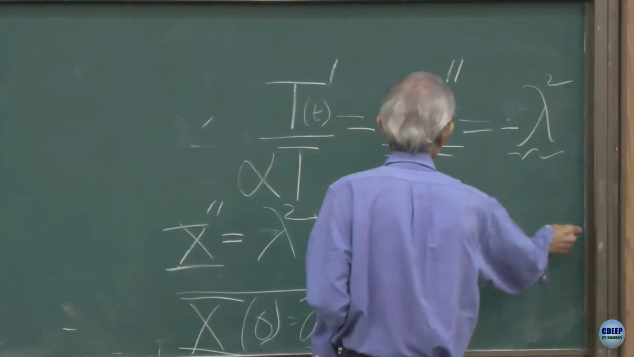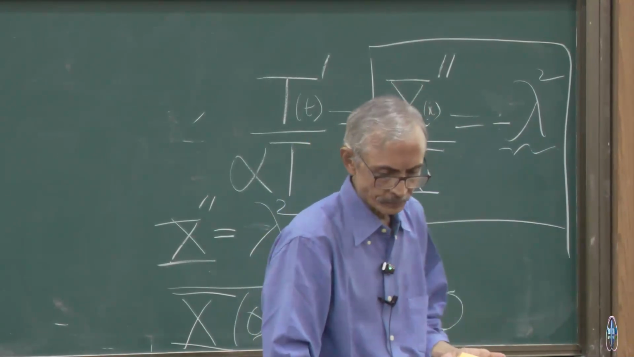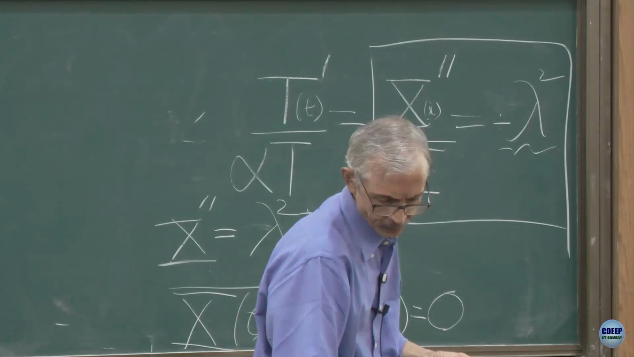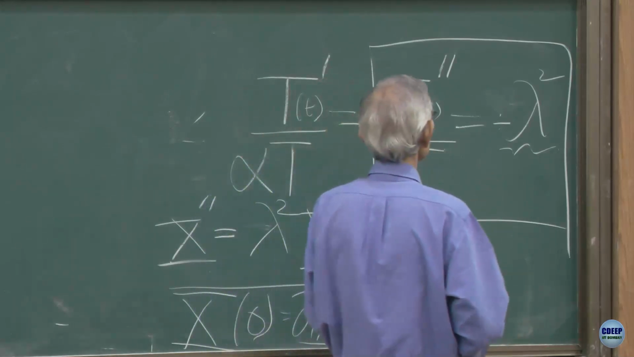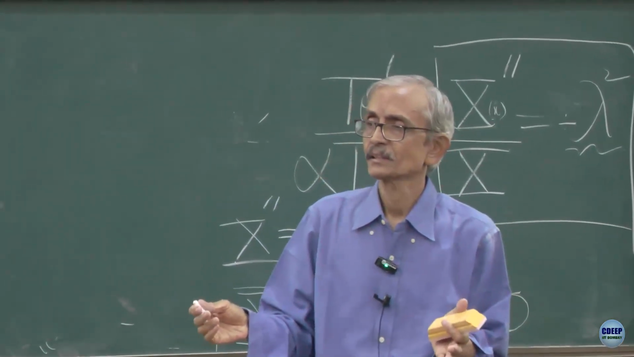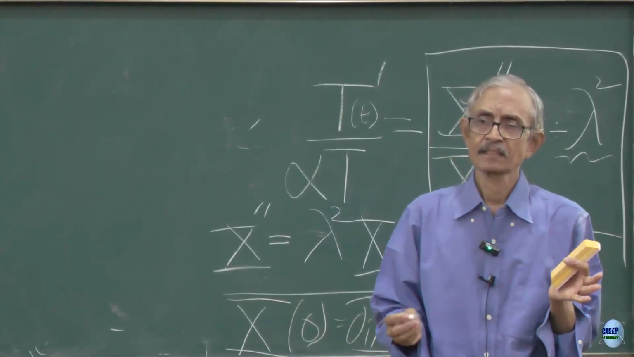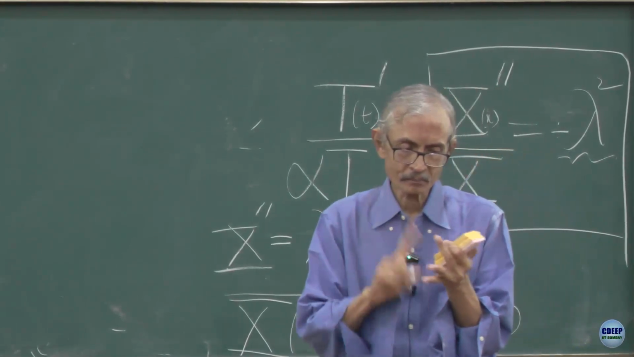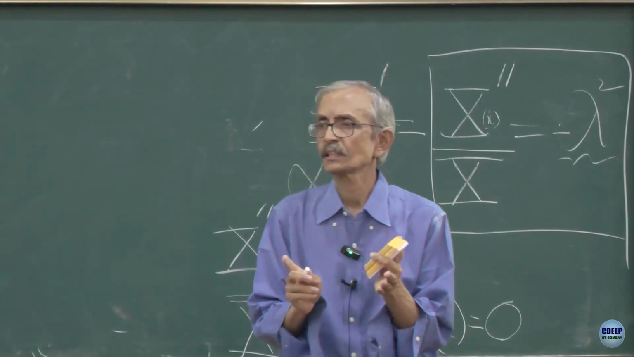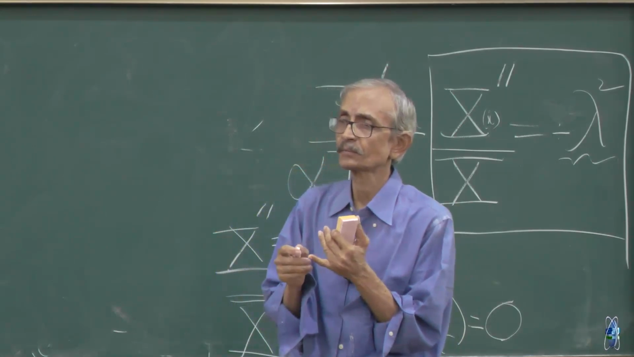Now what about this here? The other thing that I have not mentioned is what happens if lambda square is 0? That's also a possibility, right? So is 0 acceptable? Plus lambda square, minus lambda square, 0. These are the three options that I have for my constant. Is 0 acceptable? What happens if it is 0?